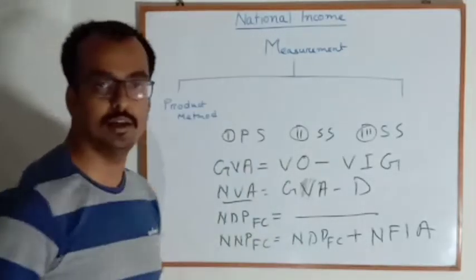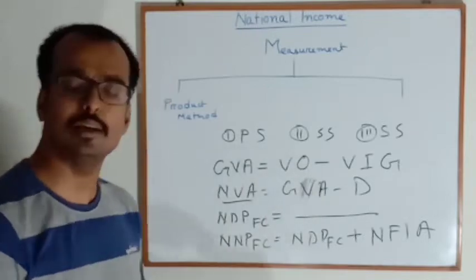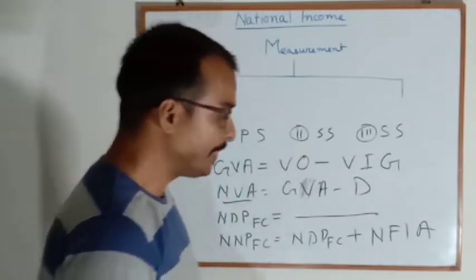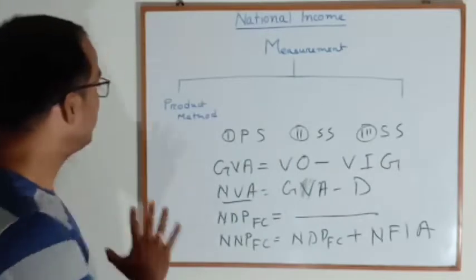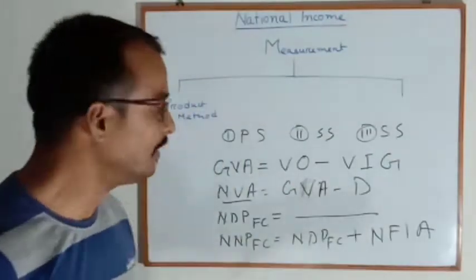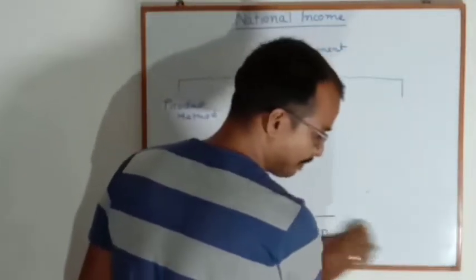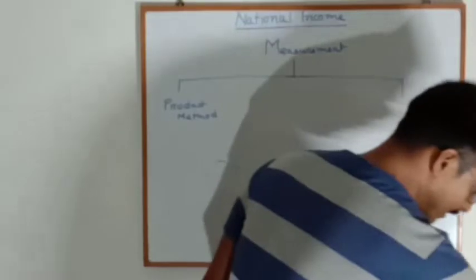So, in this way, in this product method, you can go for the calculation of national income. Okay, so this is the product method. Now, if you understand this thing, income method and expenditure method will not take much time.